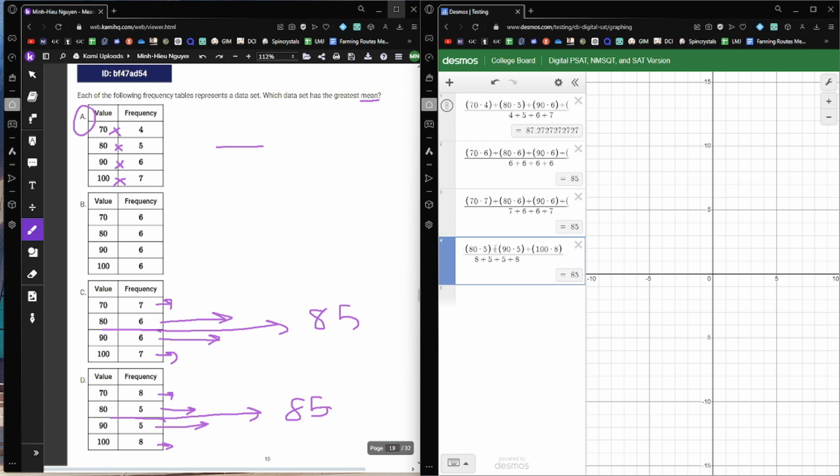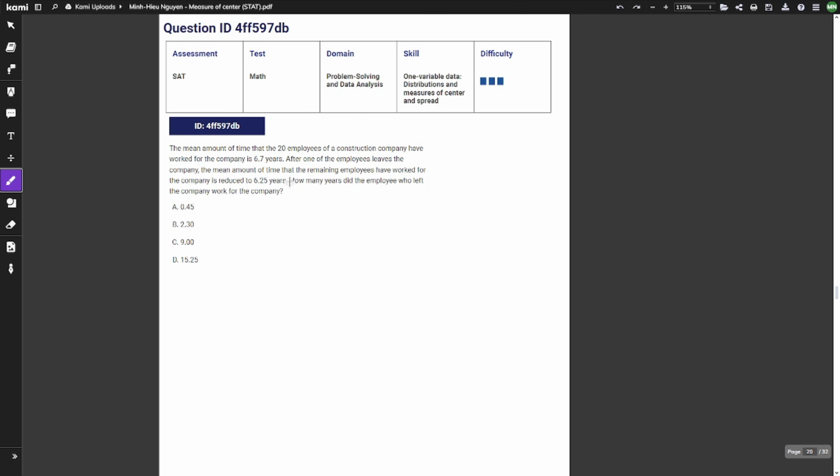I did go ahead and calculate the means of all these tables, and you can see that B, C, and D, which are all symmetrical, have the exact same mean of 85, and then A has a slightly larger mean of 87. Question number 20.